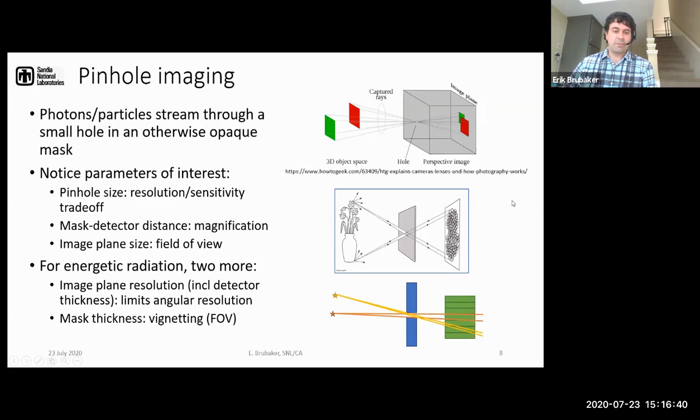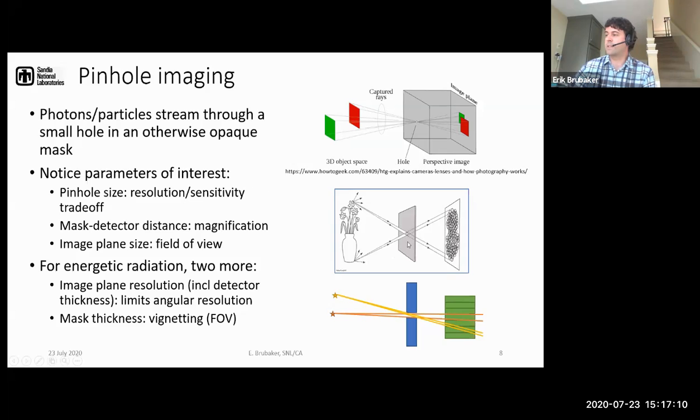So that's the simple version of this, and it works just as well with gammas and neutrons as it does with optical photons, as long as you have an opaque material that you can cut a pinhole in and a position-sensitive detector that you can record the arrival of the particles on. So let's look at what the parameters of interest are in a situation like this. So one is the pinhole size.